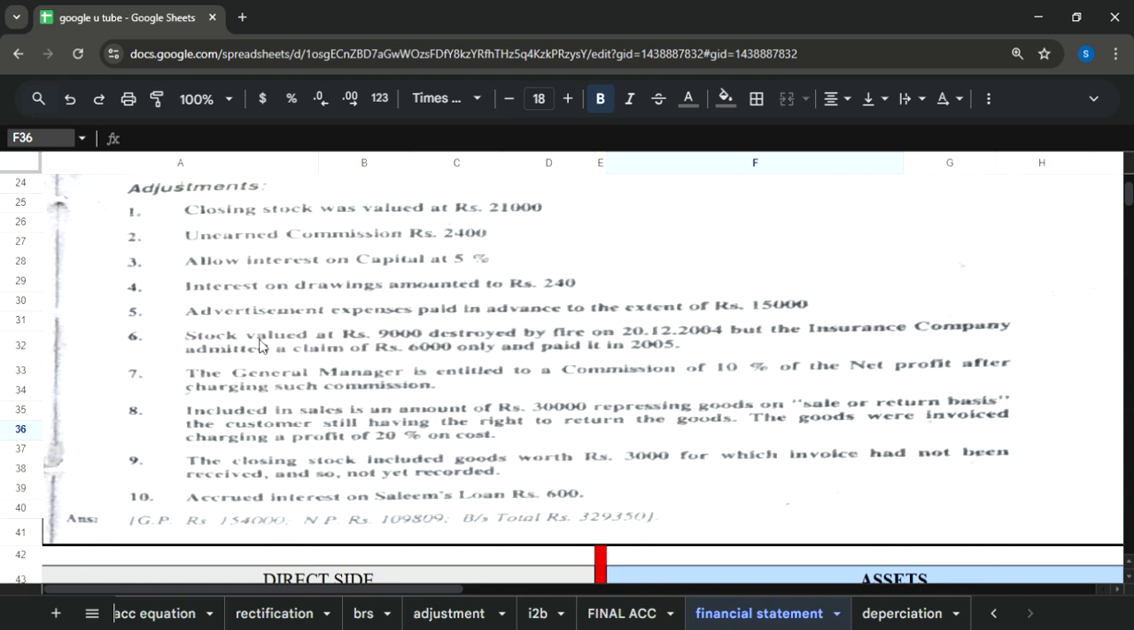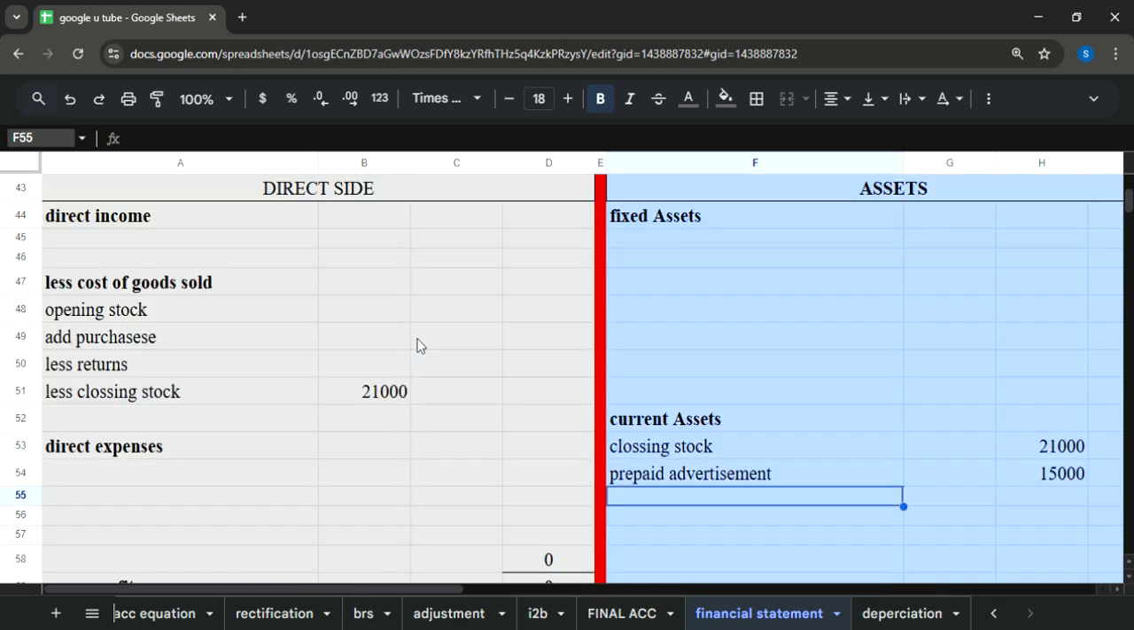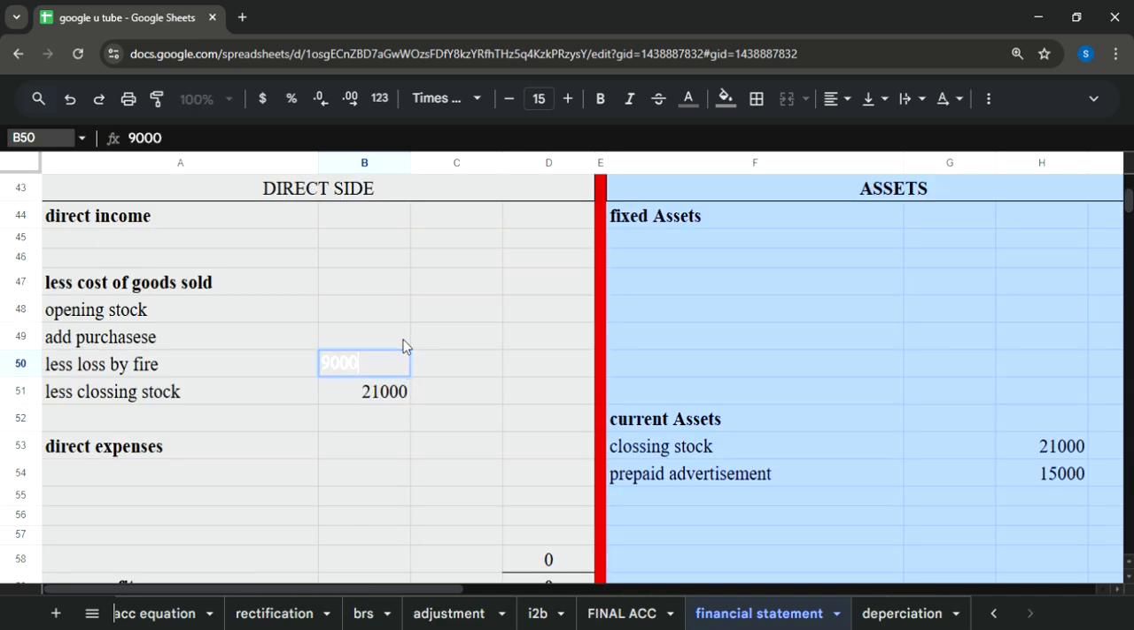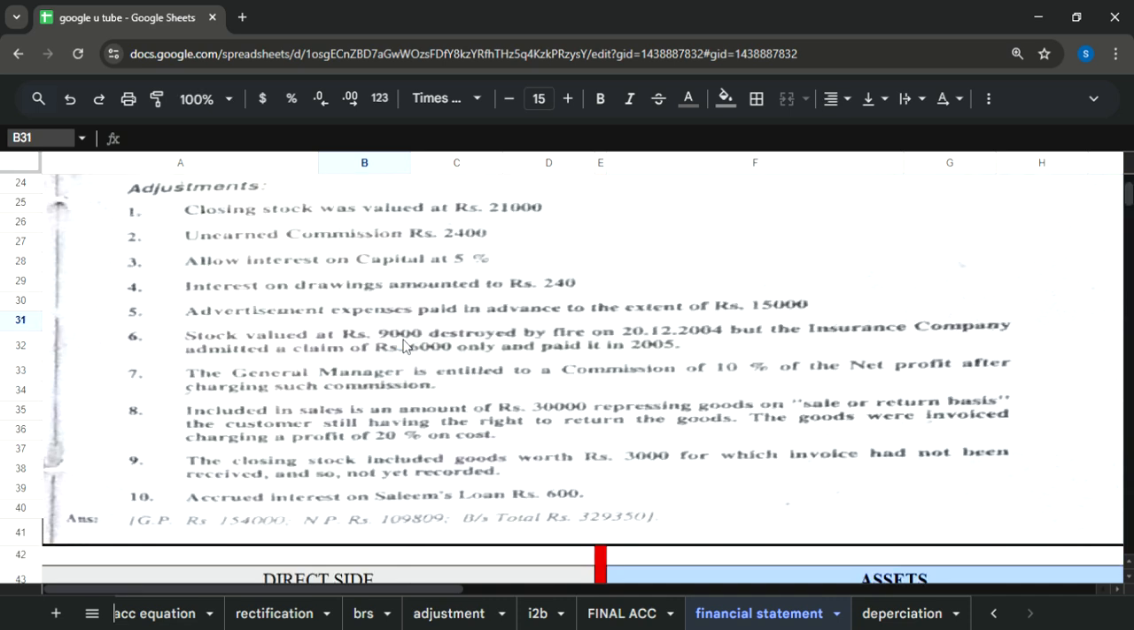Now number 6, stock valued 9,000 destroyed. Insurance company is providing 6,000 rupees. Since loss when it is due to fire, theft or accident, entry is loss by fire to purchase. That means we'll have to decrease the amount of purchase. So at this stage we may consider it loss by fire. Amount of loss by fire is actually 9,000. Put 9,000 over here.